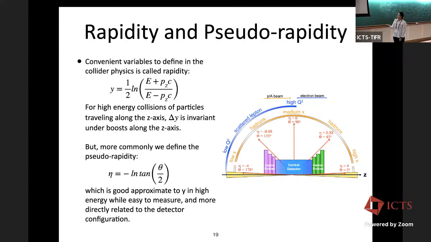But more commonly, we define the so-called pseudorapidity, which only depends on the angle theta. And as experimentalists, we use this a lot related to how we design the detector configuration, for example. And this is also easy to measure, since you only need to know the angle, and it directly relates to the detector, as I mentioned.